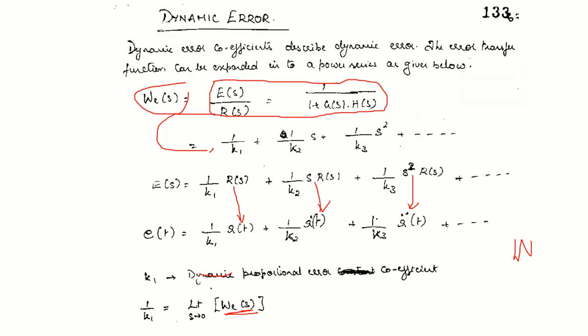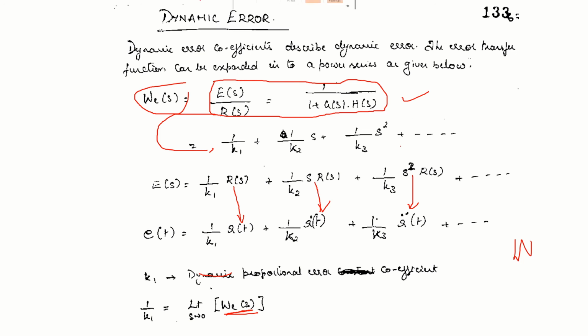So this is the difference between the dynamic error and static error. The error transfer function is defined as E of s by R of s, that is W E of s, equal to 1 by 1 plus G of s H of s. That's how it is defined. That way we can find the dynamic error now.